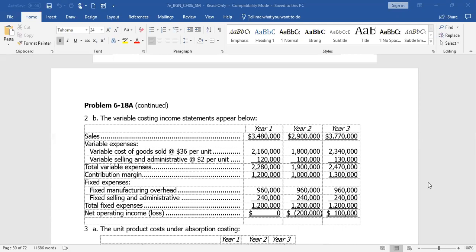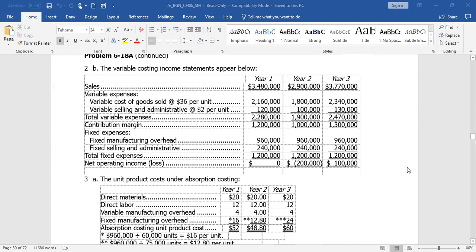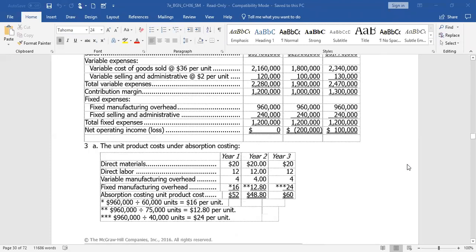Okay. Now we're going to look at the same information, but assume absorption costing. Now remember, when it comes to absorption costing, we include fixed manufacturing overhead to determine the unit product cost. So we'll do direct labor, direct materials, variable manufacturing overhead, and fixed. Now each year, you'll divide the number of units produced into the fixed cost, not the number sold, the number produced, because that's what is related to the fixed costs, the production.